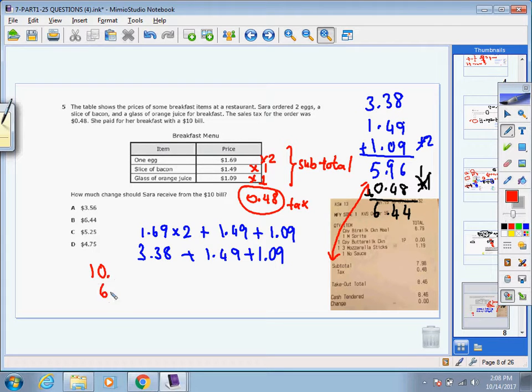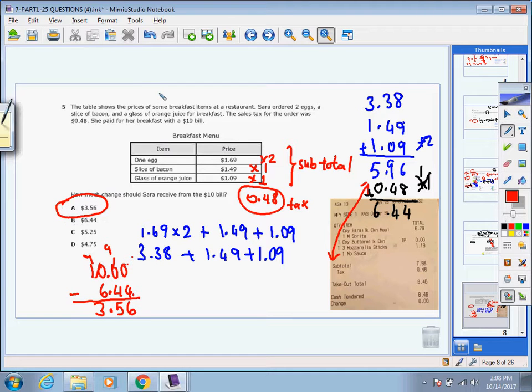minus $6.44. I can place this one as 0, 0. Now I'm going to carry 1 from here. 10 minus 4 will give us 6. We are left with 9 over here. 9 minus 4 will give us 5. We have 9 over here since we carried 1 for this place. So 9 minus 6 will give us $3.56.